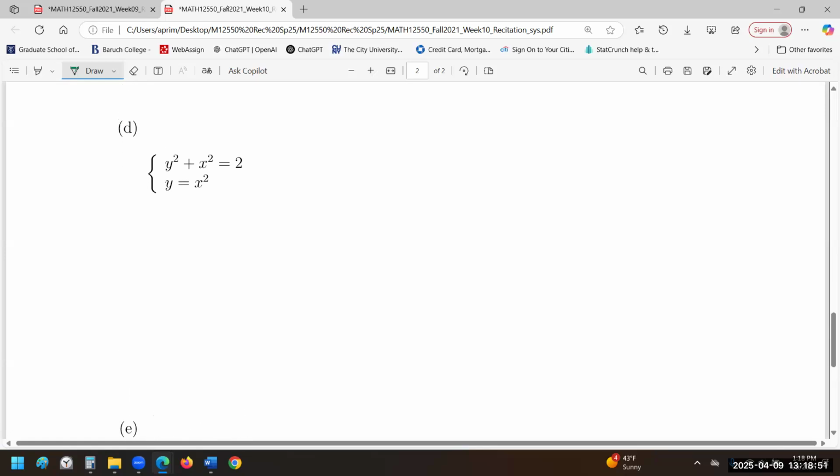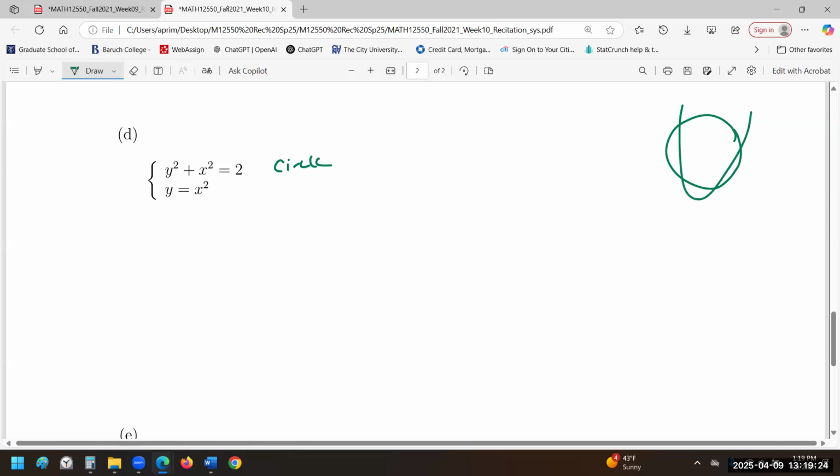Let me do D. D is the interesting one. We have x squared plus y squared equals 2, and y is x squared. What is the shape of this circle? Good. So we have a circle and y equals x squared. What is the shape of this equation? Parabola.